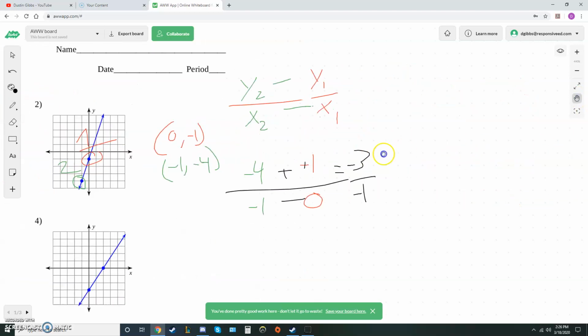Most of y'all would just do this. Y'all would write -3 over -1, circle it and be done. That's incorrect because this is a fraction and this is division. A negative divided by a negative equals a positive. So it's just 3 over 1. So it's just 3.